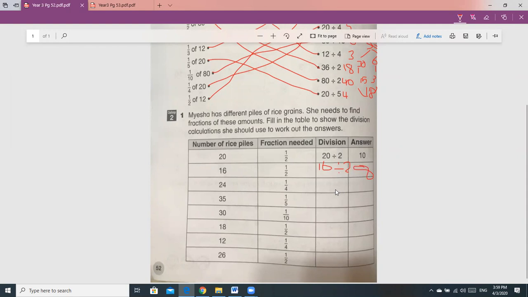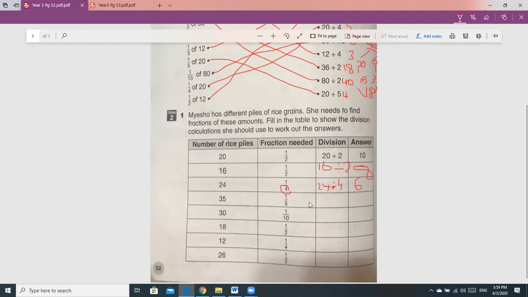Okay. Here, 24 and a quarter. Quarter, divided, what am I going to make? I'm going to make 24 divided by the denominator. Excellent. So 24 divided by 4 equals 6. Excellent. 6 times 4 is 24.